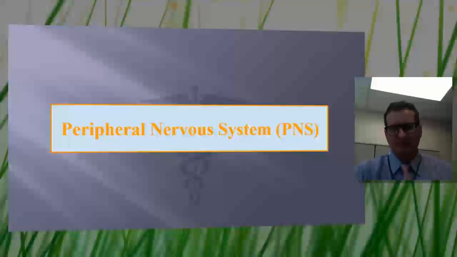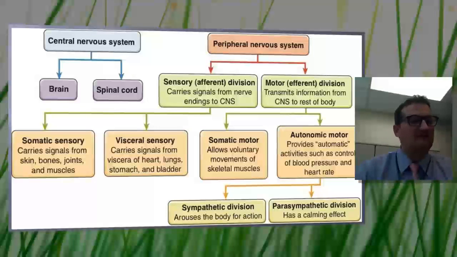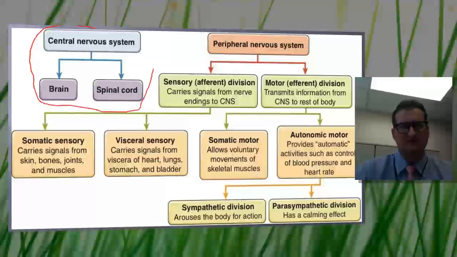We're now at the peripheral nervous system. Because the nervous system performs so many functions, it's helpful to further subdivide the peripheral nervous system as shown here. So we just talked about the central nervous system, and it was pretty straightforward, but the peripheral nervous system has many more divisions, so we're going to talk about those now.